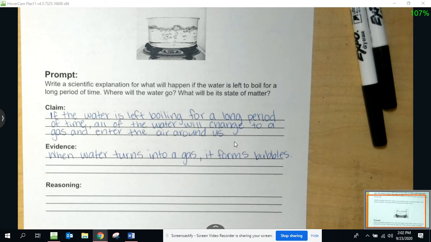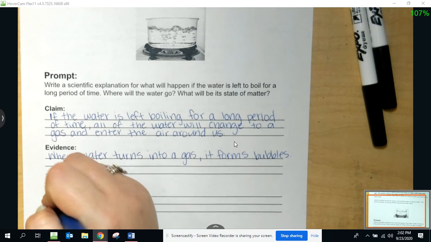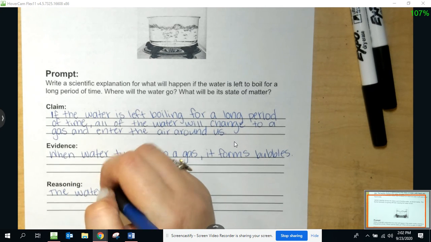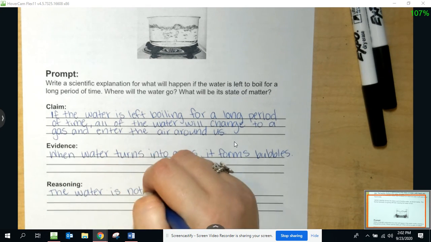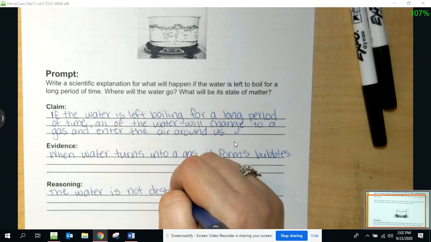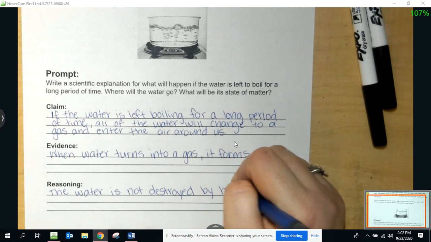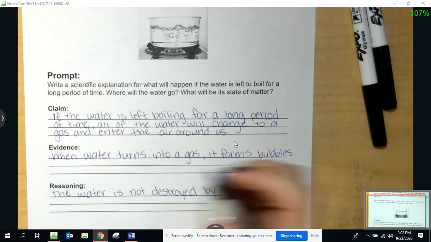And our reasoning behind this: we know that water just doesn't disappear, right? It goes somewhere. Can we just destroy it and it never exists anymore? No. It evaporates, right? So we know that the water is not destroyed by heat. So it must be going somewhere.